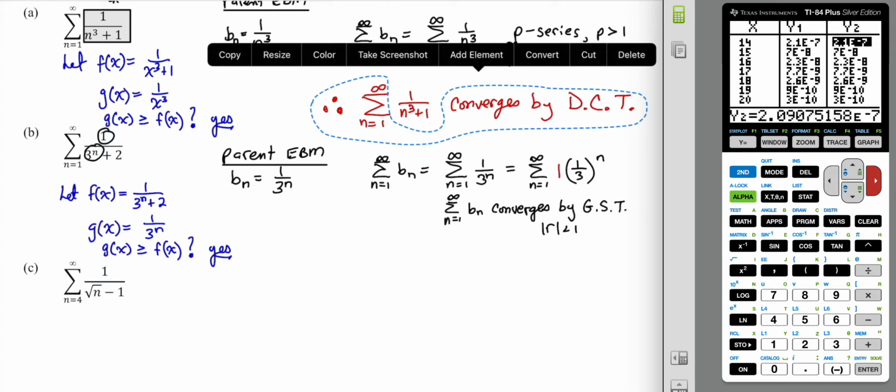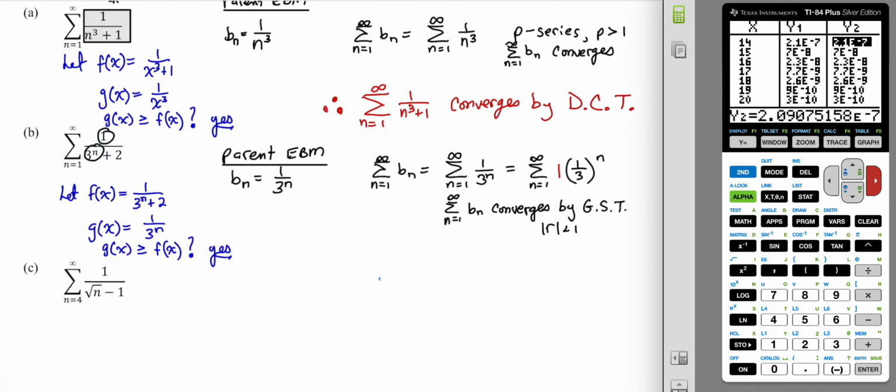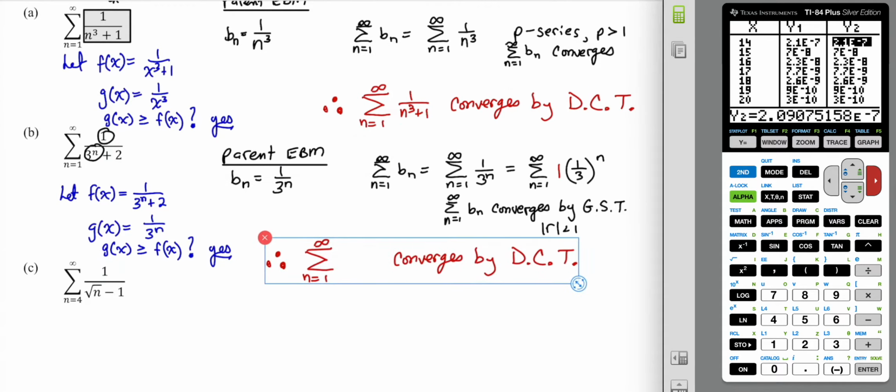So you can see that we're using multiple tests in the same problem. The direct comparison test is not a test in and of itself. It relies on other tests to act in a supporting role.